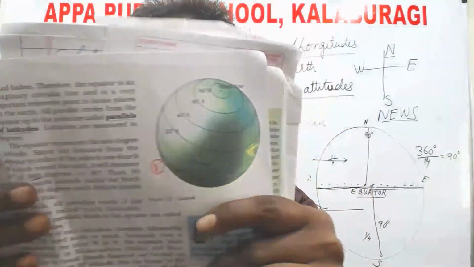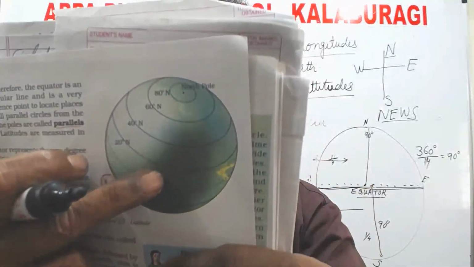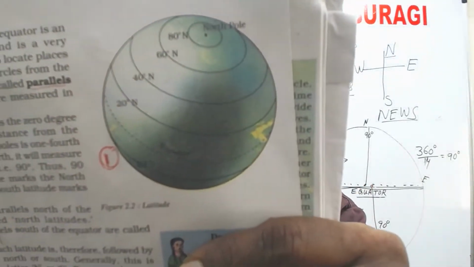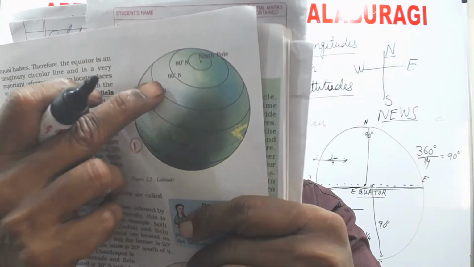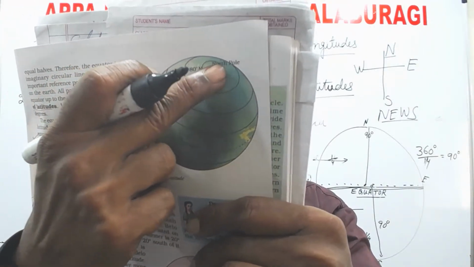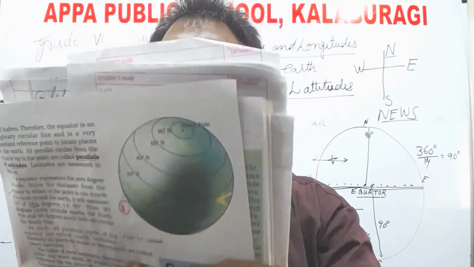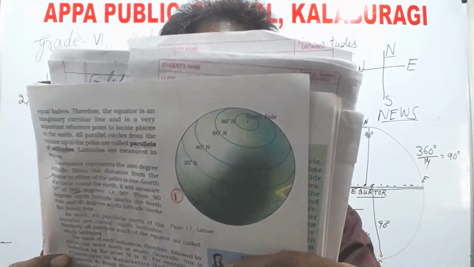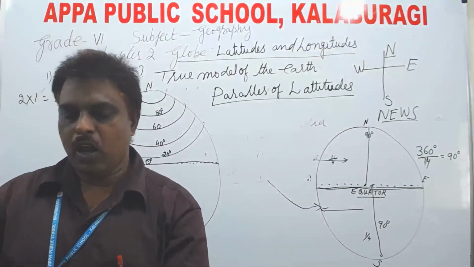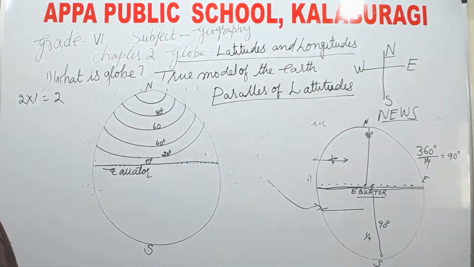Here you can see the picture. Instead of showing on the globe, here in the textbook you can see how they made the parallels of latitudes. This is the equator, then 20, 40, up to here 60 they have taken. The remaining south they have not taken, they kept down here.